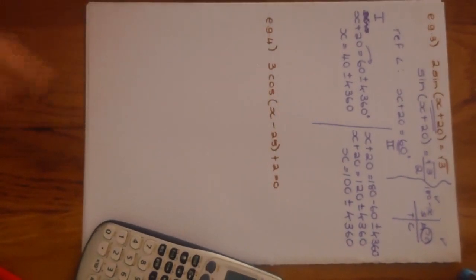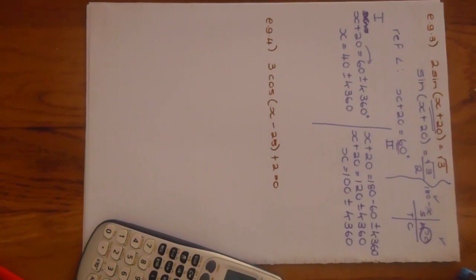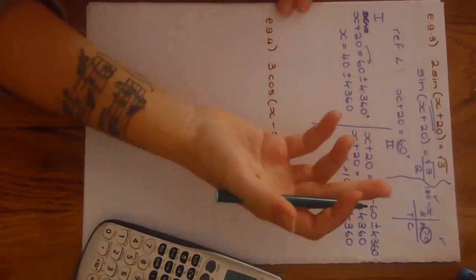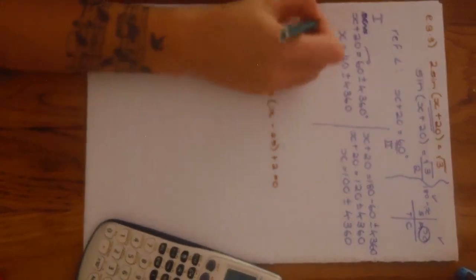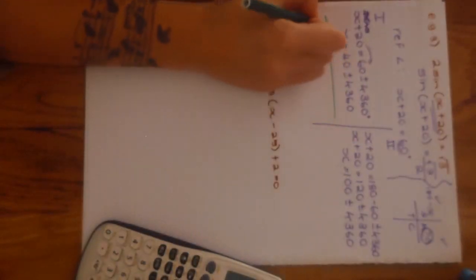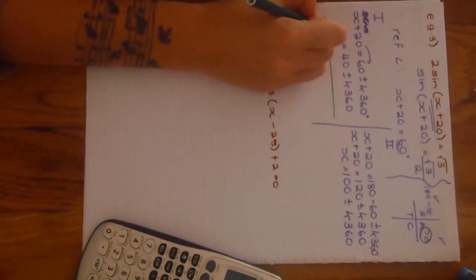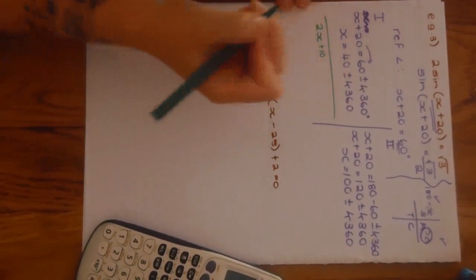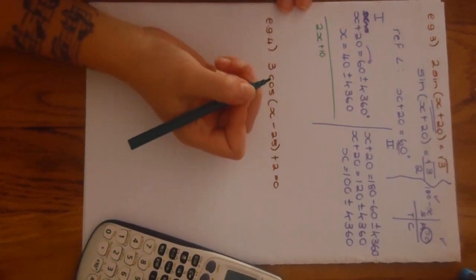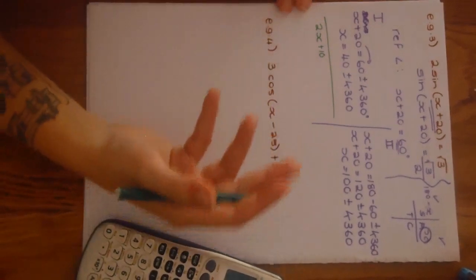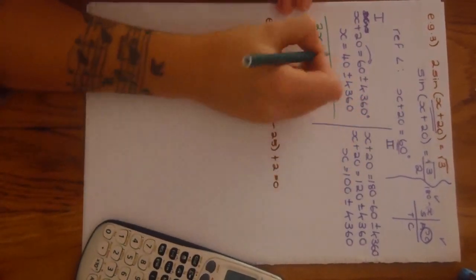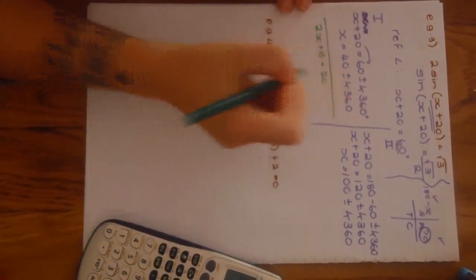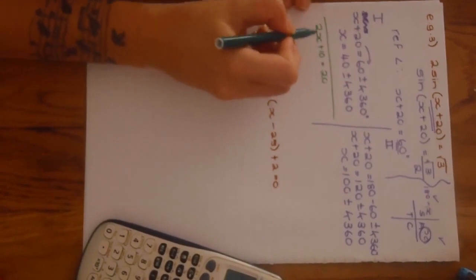Just to make sure I've explained what I was trying to explain. Let's say, for example, what was in this bracket was 2x plus 10. Let's say that was in the bracket, and then I found my reference angle. I got to this point and my reference angle was 20. You can't just do this.